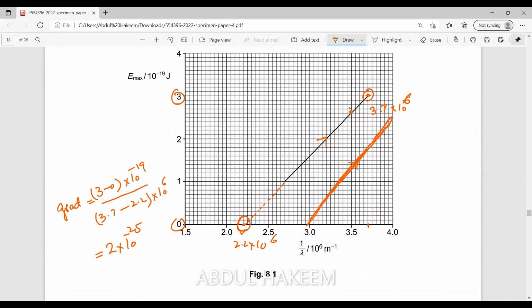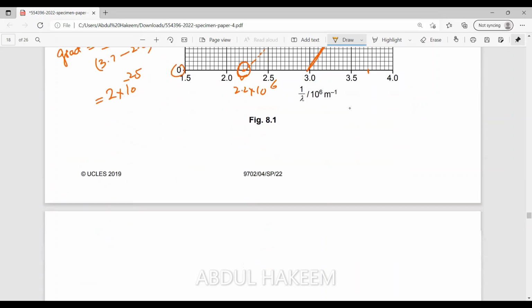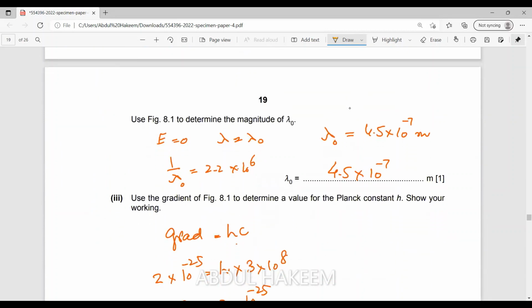So look, when this line is extrapolated, 1 over lambda here is 2.2 into 10 power 6. So 1 over lambda naught is 2.2 into 10 power 6. The lambda will be the reciprocal of this. It's coming 4.5 into 10 power minus 7.